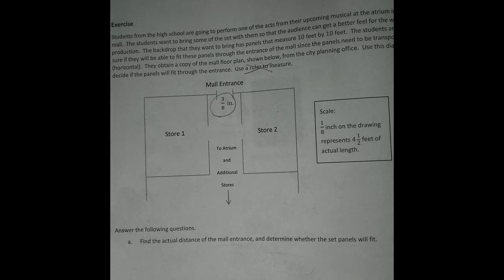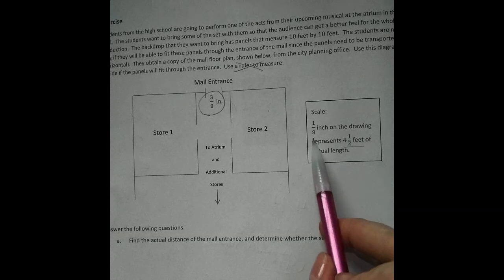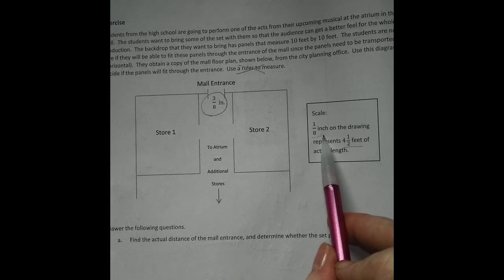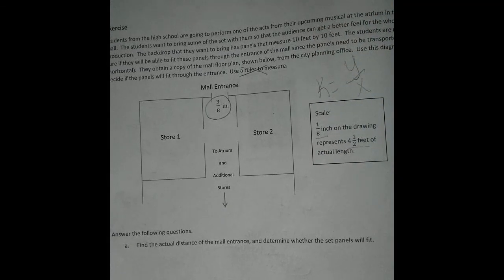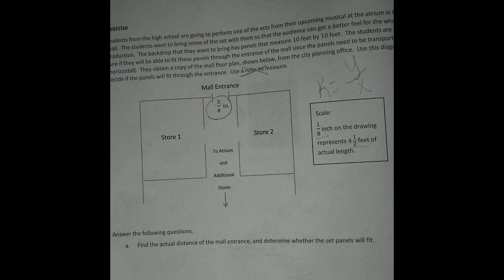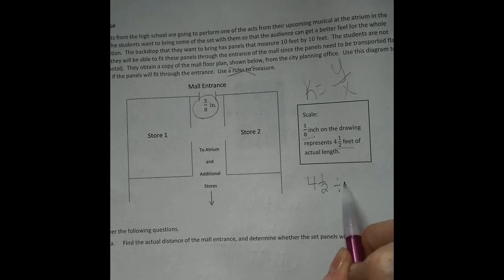And so the first thing that we're going to do is we want to look at the scale here. So we've got 4.5 actual length to 1/8 of an inch in the drawing. So again, K equals Y divided by X. Which one do you have first? Well, you have the drawing first. The drawing is your X value and the Y is the actual. And so in order to find the K value, we would do 4.5 divided by 1/8.